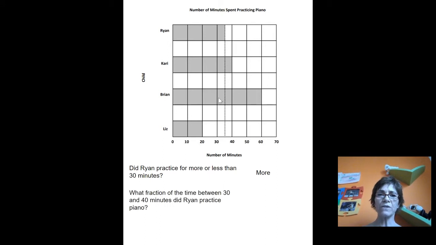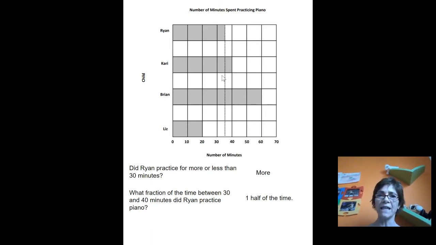What fraction of the time between 30 and 40 minutes did Ryan practice the piano? Okay, so let's look. Ryan practiced the piano for this amount of minutes between 30 and 40. It looks like it's exactly halfway, right? Half of the time. So what is half of the time between 30 and 40?